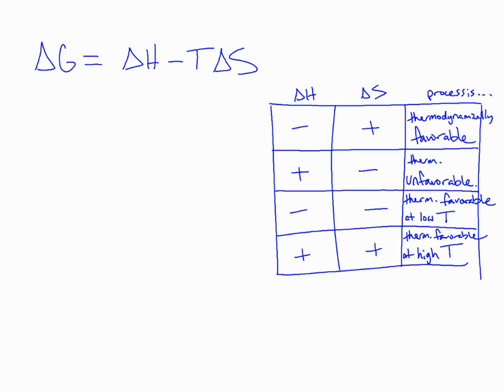So let's take a look at this thermodynamically favorable one here. Negative delta H and a positive delta S. I just want to look at the signs here. So let's pause here, and we're going to do 4 of these. So here's my delta G. We're going to say our delta H is negative, minus, and here's our T, and our change in entropy is positive.